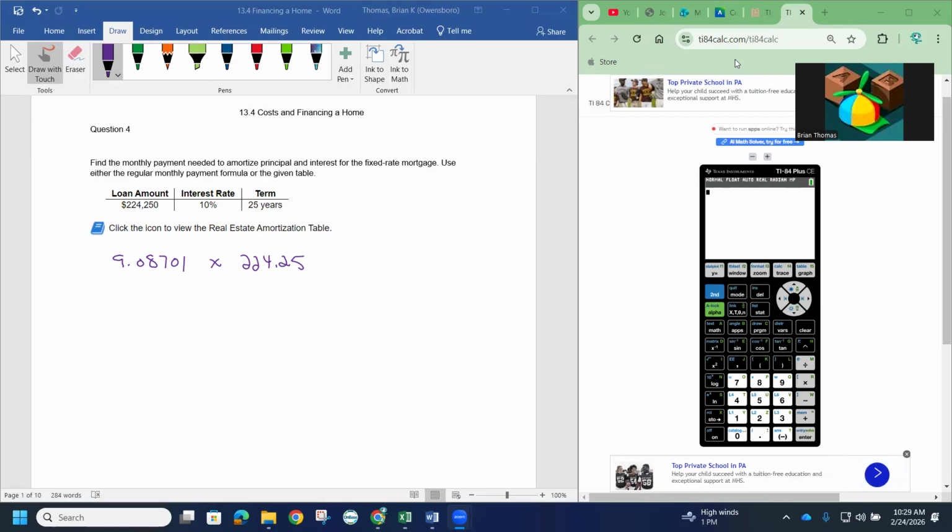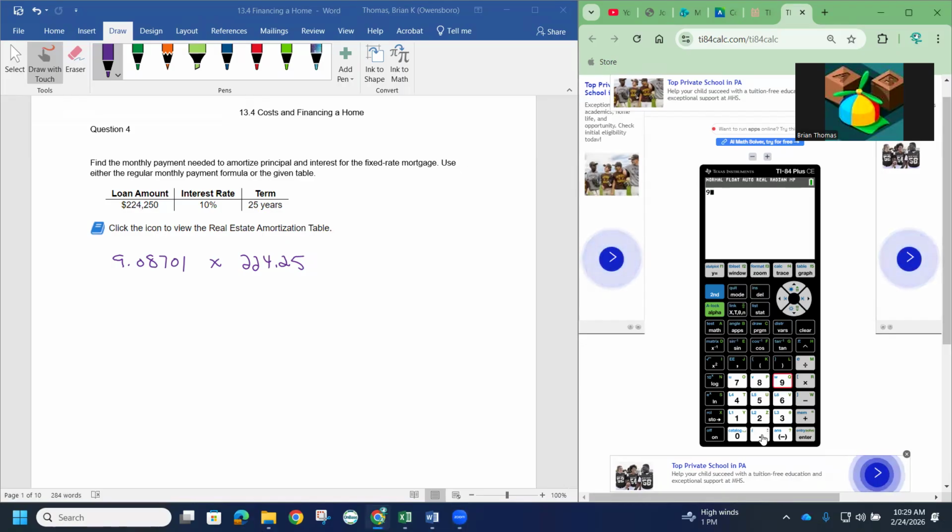So using the table, we could just multiply these two numbers together and that'll tell us what our monthly payment is. So if I do this, 9.08701, and then if I multiply that by, again, we have to change this to per thousands. So the decimal moves 3 places to the left. So 224.25. If I do that math, that should give us our monthly payment.